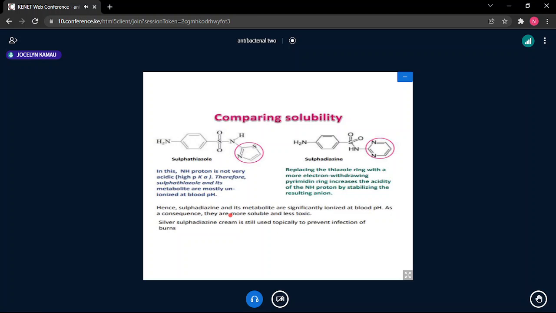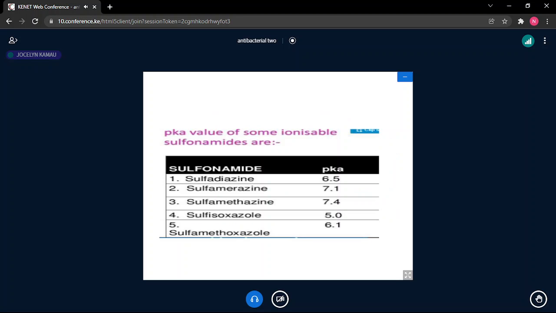Hence, sulfadiazine and its metabolite are significantly ionized at blood pH. As a consequence, they are more soluble and less toxic. Silver sulfadiazine, that is a different thing. So we're only looking at pKa values of some ionizable sulfonamides, and you can see when you look at sulfadiazine, it has 6.5. Sulfamerazine, I think we need to look at the structures.